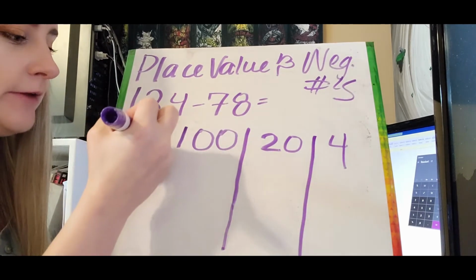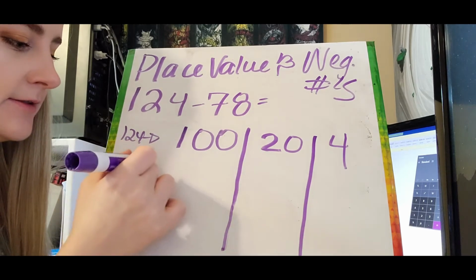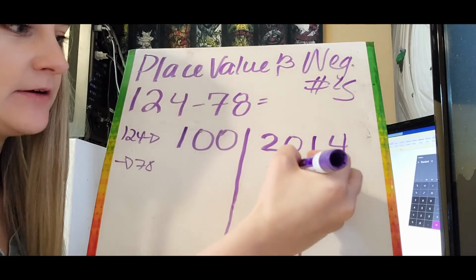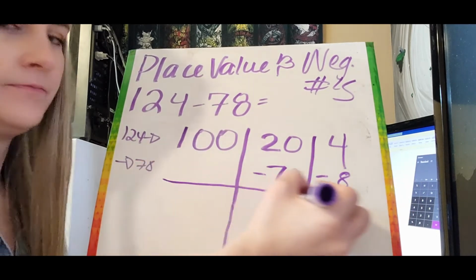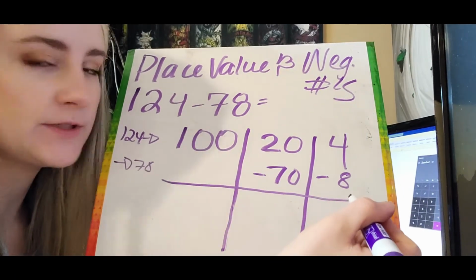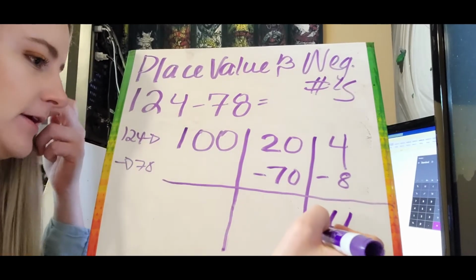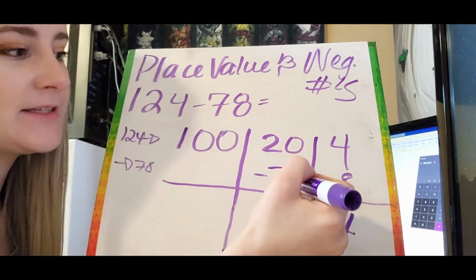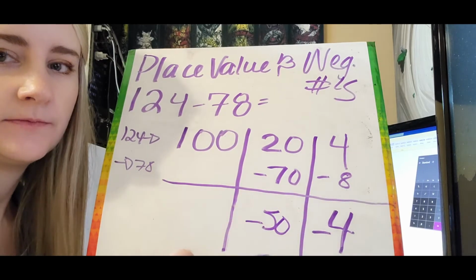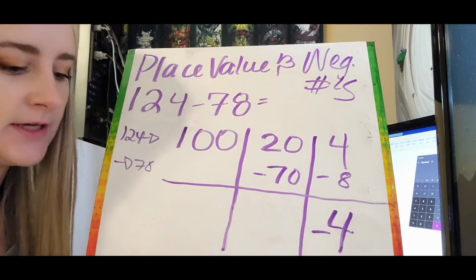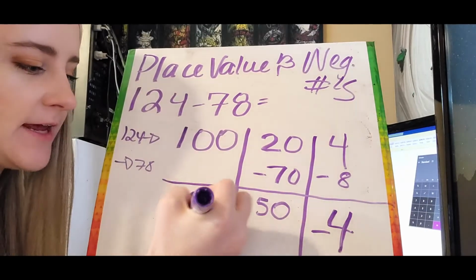And that's 124. Okay. And we're trying to subtract 78. So let's do 70 here. And 8 here. Okay, and now we're going to subtract. So 8 minus 4 is 4, and we're going to take that negative down with it. And then 70 minus 20 is 50, and we're going to take the negative down with it again. I have terrible handwriting, I apologize. Negative 50. Okay, and then we're going to just take the 100 down.